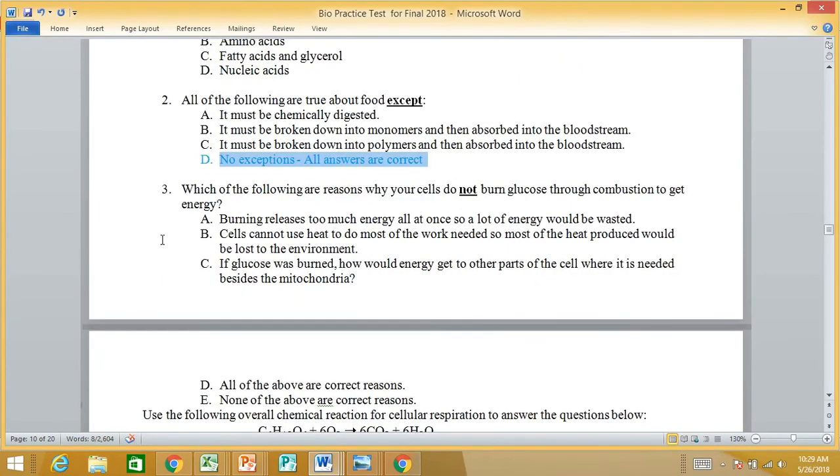Which of the following are reasons why your cells do not burn glucose through combustion to get energy? Burning releases too much energy all at once, so a lot of energy would be wasted. That is true. Cells cannot use heat to do most of the work needed, so most of the heat produced would just be lost. That is true. If glucose was burned, how would energy get to other parts of the cell? Well, that's also a true point, which means all of the above are correct. Okay?